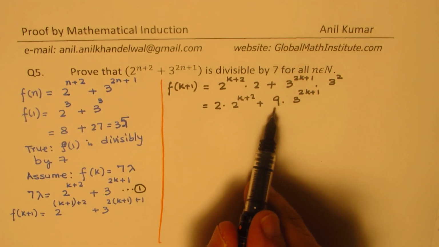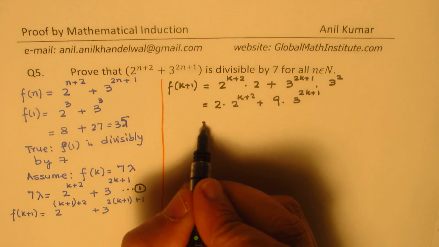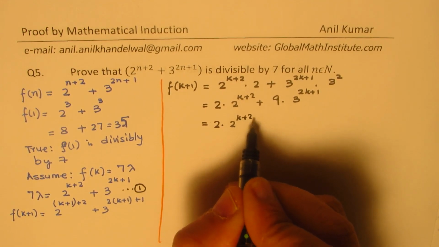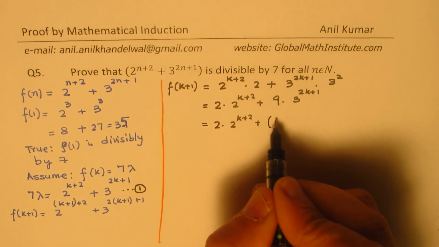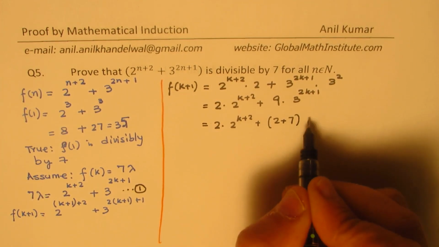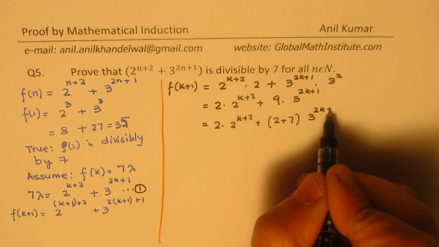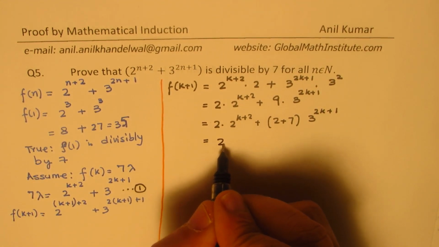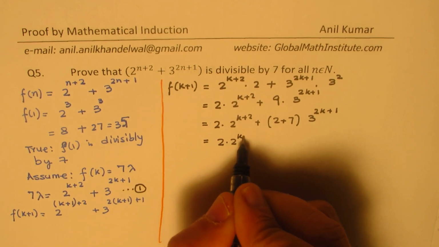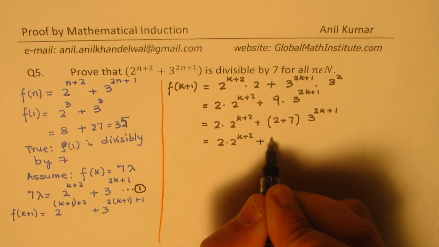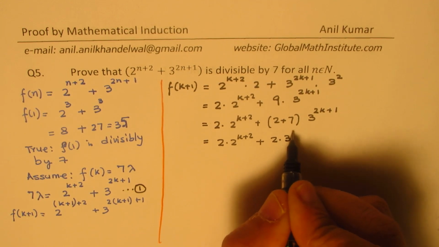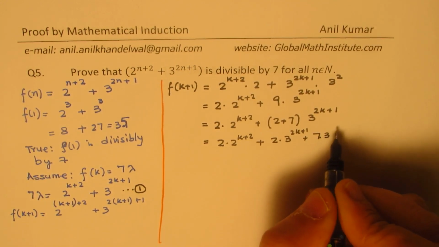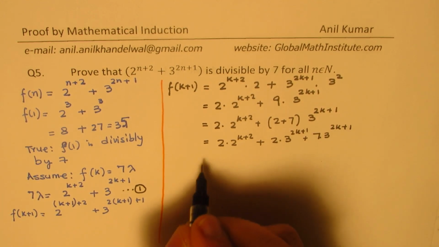9 can be written as a combination of 7 and 2. So we can write this as 2 times 2 to the power of k plus 2 plus 7 times 3 to the power of 2k plus 1, which is 2 times 2 to the power of k plus 2 plus 2 times 3 to the power of 2k plus 1 plus 7 times 3 to the power of 2k plus 1.